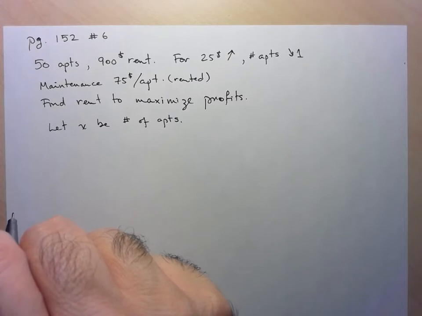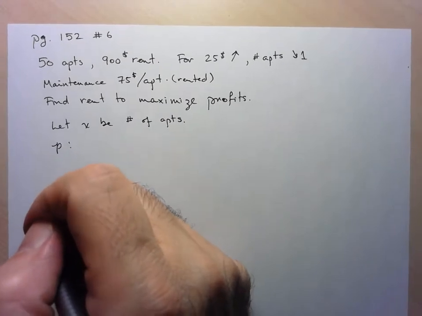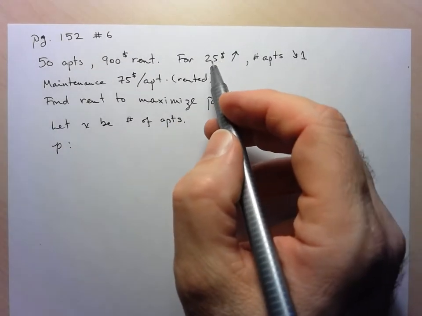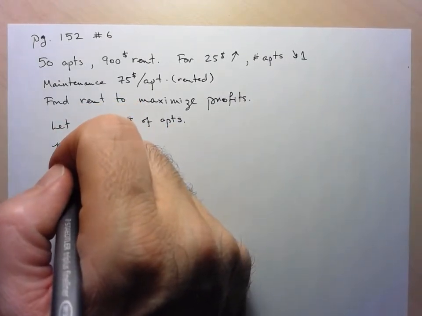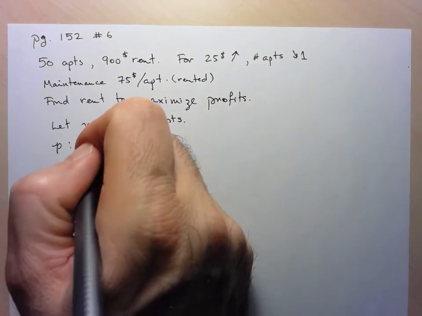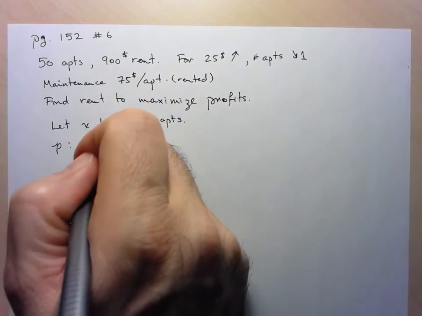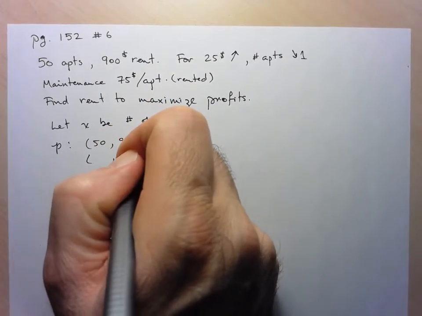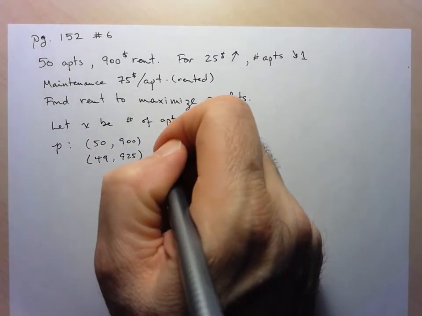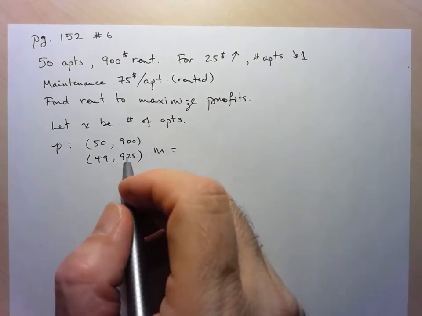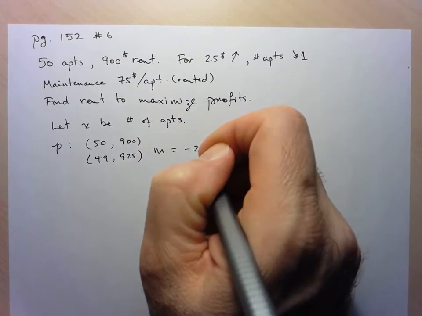The first thing we're going to do is find the price function. Since that's going to be a linear function, because the implication is that every time we increase by $25, we lose one apartment, I need to find the equation of this line. One point would be, when I've got 50 apartments, the price is $900, and if I increase the rent by $25, my number of apartments will go down by 1. So here the slope will be nice and easy because it's just 925 minus 900 over 49 minus 50, so 25 over -1. So it's just going to be -25.